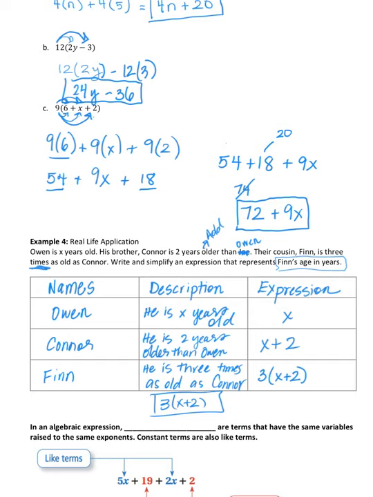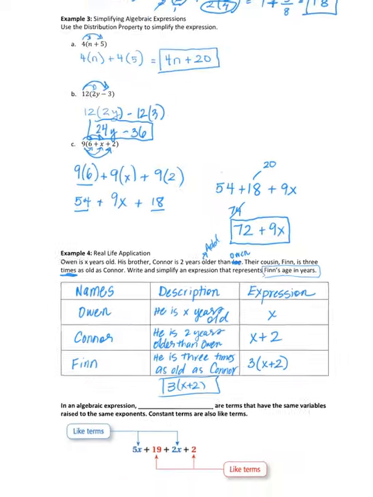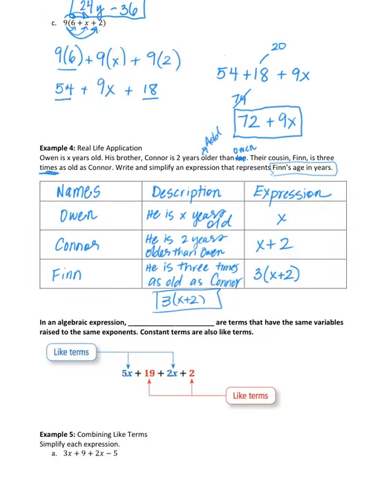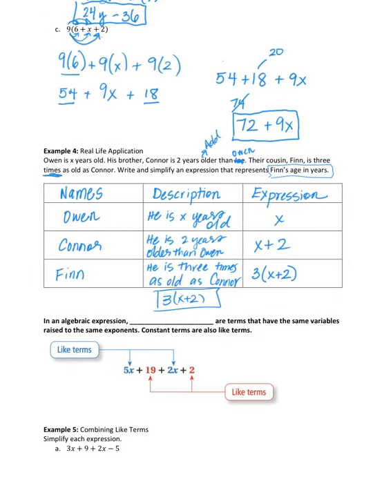Okay? All right, last but not least, we are going to look at combining like terms. So in an algebraic expression, like terms are terms that have the same variables raised to the same exponents. This is just as important because remember, something like 5x and 5x squared are not like terms.